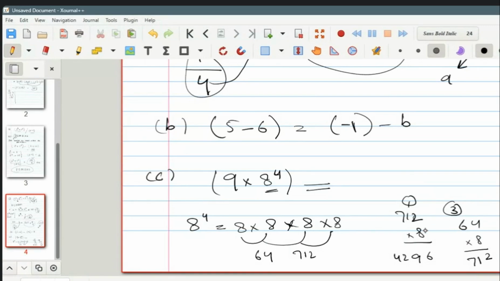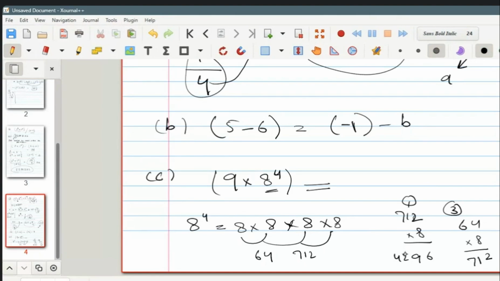Okay, let us check again. 8 multiplied by 2 is 16, 6 and 1 carry. 8 multiplied by 1 is 8, and 8 plus 1 is 9. And now 8 multiplied by 5 is what? Tell me.